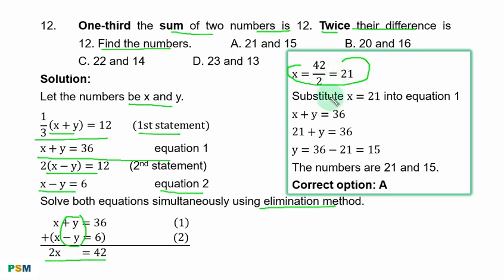To get y, you need to replace s with 21 in any of the equations. I'm using equation 1. This is equation 1. You replace s with 21. You collect like terms and you have 15. Therefore, the numbers are 21 and 15. The correct option is A.